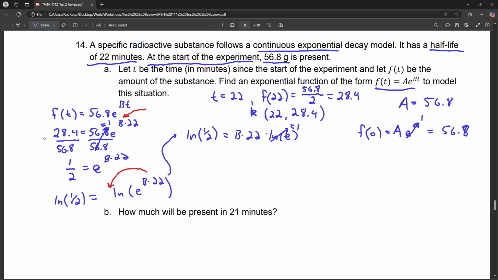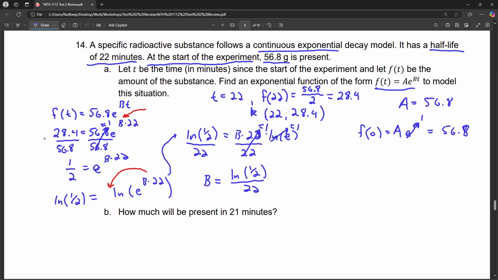We can go ahead and solve for b. b is just being multiplied by 22. So to undo that multiplication of 22, we just divide by 22. I'm going to go ahead and write my b on the left here, because 22 divided by 22 is just equal to 1. And so we're left with b equaling the natural log of 1/2 divided by 22.